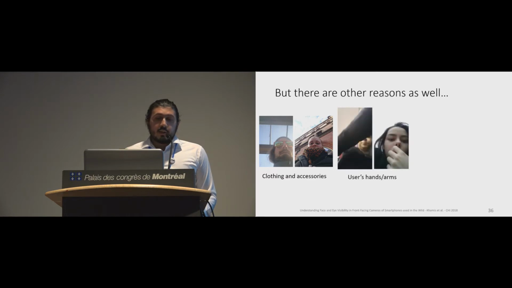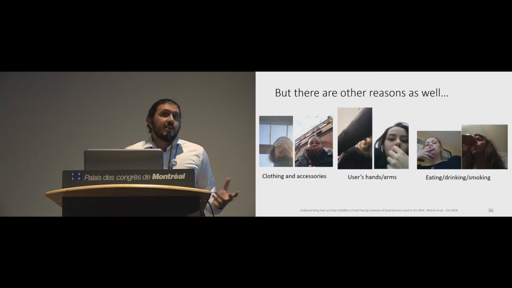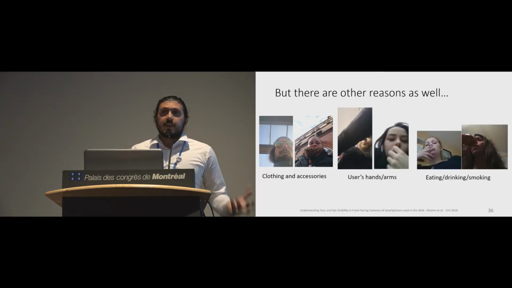And there are other reasons as well. For example, users' clothing or accessories, like sunglasses or scarves, could hide parts of the face or the eyes. Also the user's hands and arms, and the activities people are doing, like eating, drinking, or smoking. These problems are becoming more prominent in mobile contexts, and this is something we need to look into in the future as well.